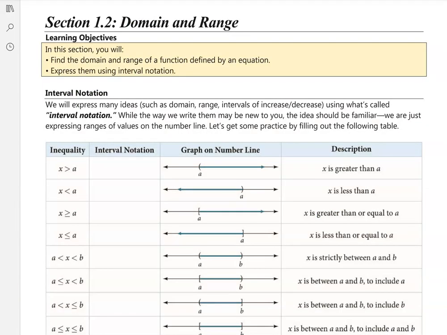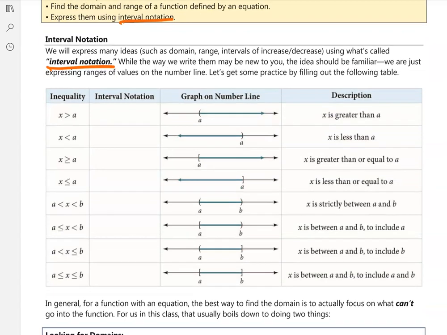Yes, section 1.2, domain and range. Here you will find the domain and range of a function defined by an equation and express them using interval notation. Okay, we're going to focus on the interval notation. We'll express many ideas such as domain, range, and intervals of increase or decrease using what's called interval notation. While the way we write them may be new to you, the idea should be familiar. We are just expressing ranges of values on the number line. Let's get some practice by filling out the table below.